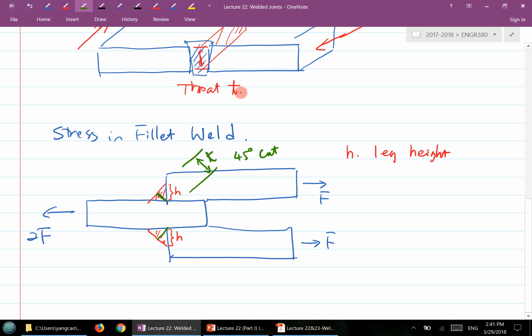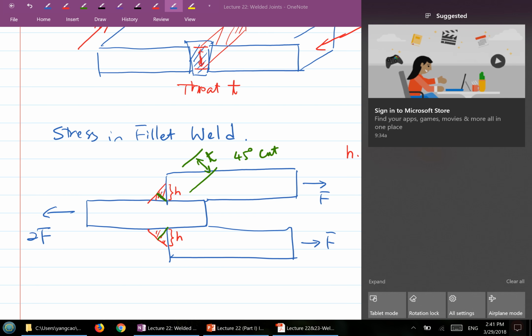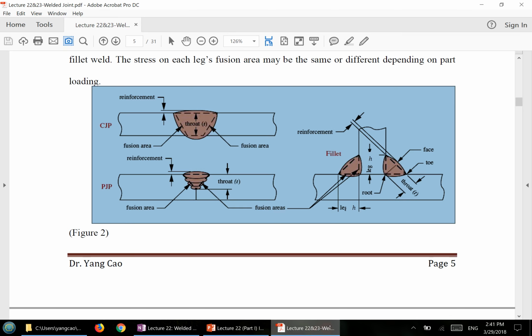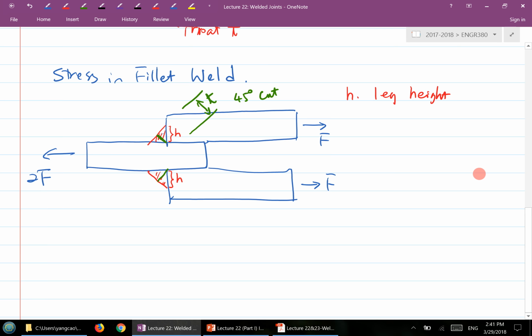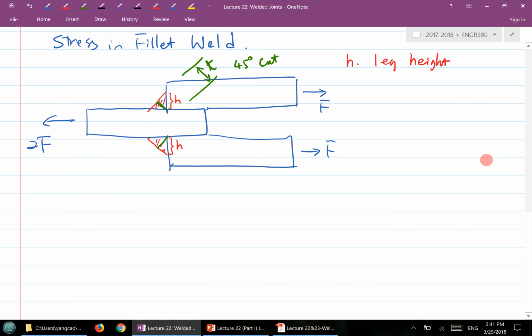Now the question, as I said, is to figure out the stress in the fillet welds here or here. First, I'll do it in a very analytical way, to derive a certain stress within this fillet weld. So, the analytical approach. What's an analytical approach?